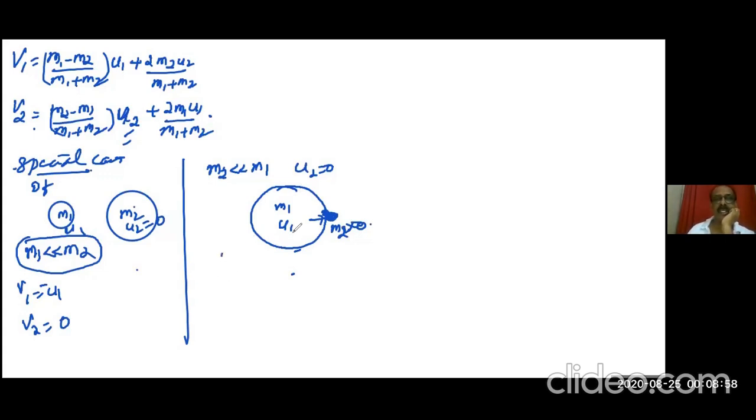You will see the first body, the heavy body, will go on without any change, so V1 is equal to U1. But for the second body, V2 is equal to 2 times U1. Velocity will be doubled for the second body. You can check it. Here take M2 as 0. M2 neglected, M2 is 0, U2 is 0.